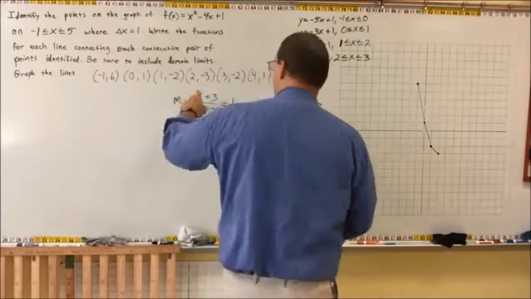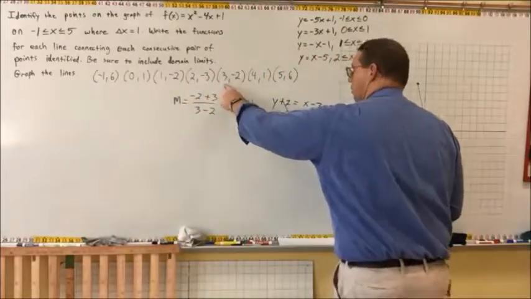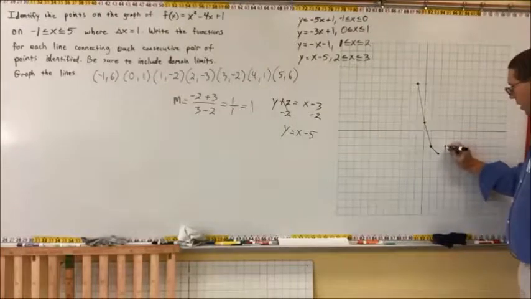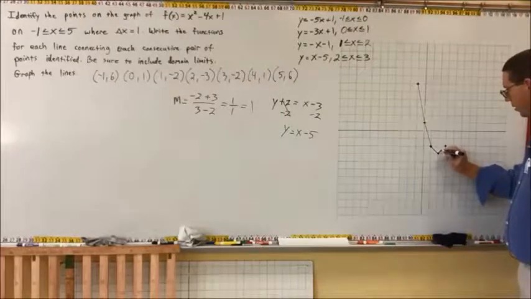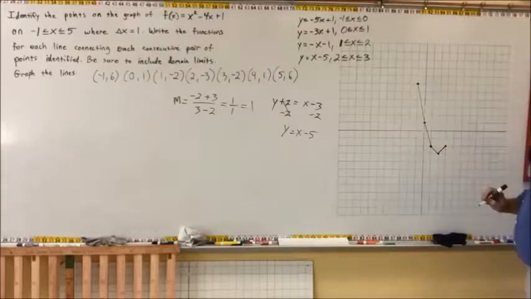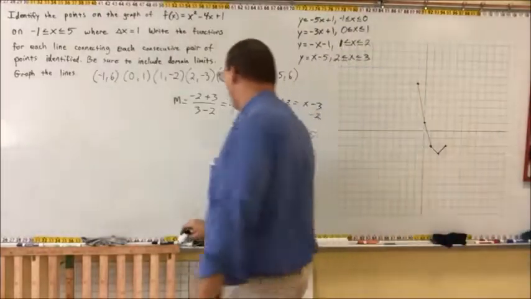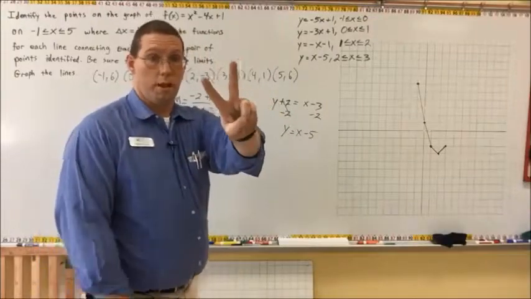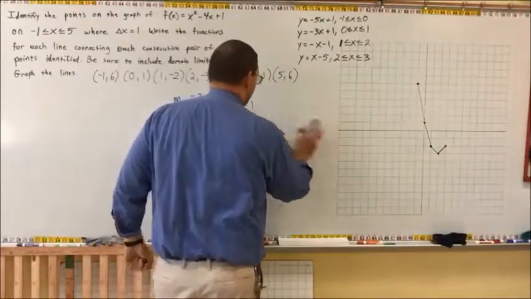And then it's going to connect the points (2, -3) and (3, -2). So 1, 2, 3, negative 2. Look at that. Draw a straight line here. There we go. All right, we just have 2 lines left. Just 2 more. Okay, so we get rid of this.